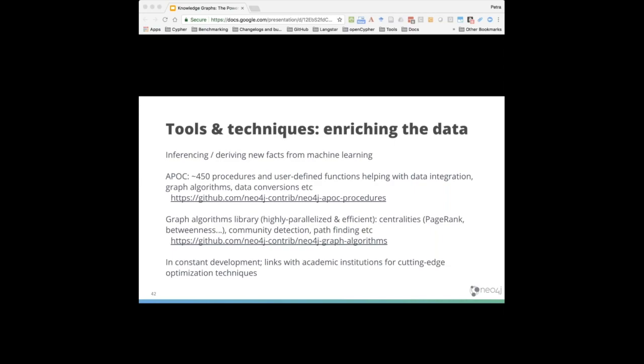And because we've linked with various academic and industrial institutions whose speciality is in this sort of thing, we have ensured that these are very highly parallelized and therefore run super efficiently. You've got everything there from centralities, PageRank, betweenness, community detection, pathfinding, etc. So I'd be very surprised if you didn't find what you were looking for in that list.